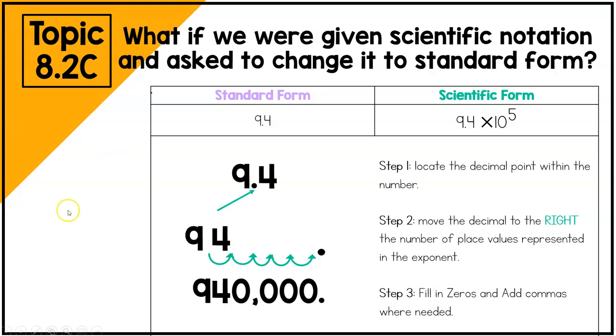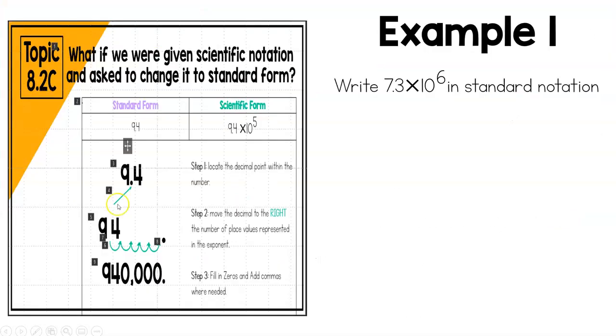Okay, so we'll work through an example. Example number 1 says to write 7 3/10 times 10 to the 6th power in standard notation. So again, we're going to follow these steps listed here. Step 1 says to locate the decimal point. It's again between the 7 and the 3 here. Our number is 7 3/10, and the decimal point is in between the 7 and the 3.